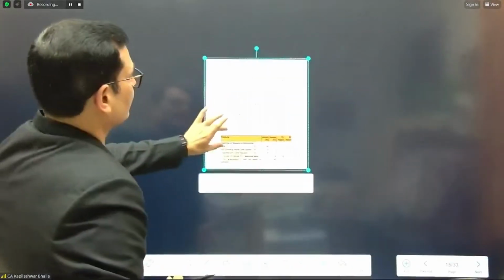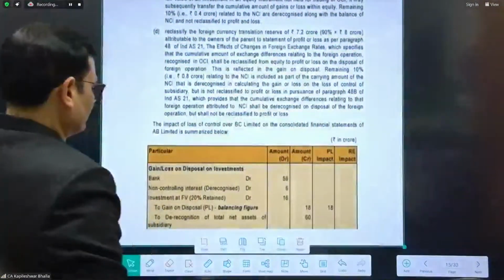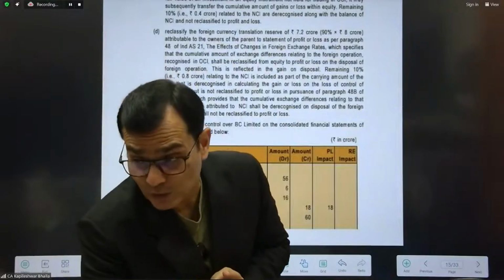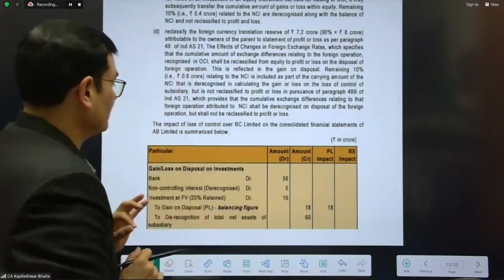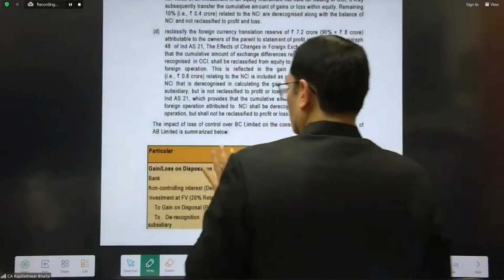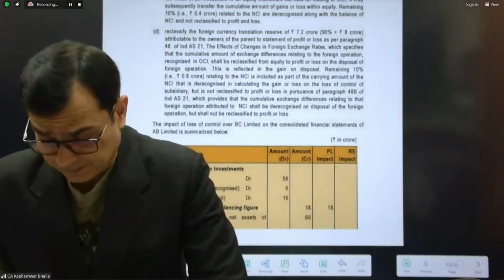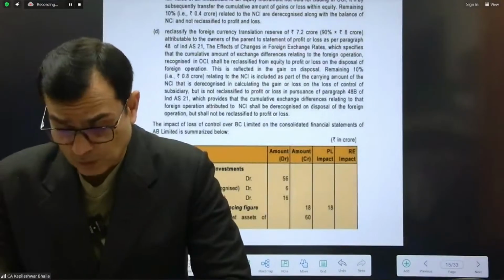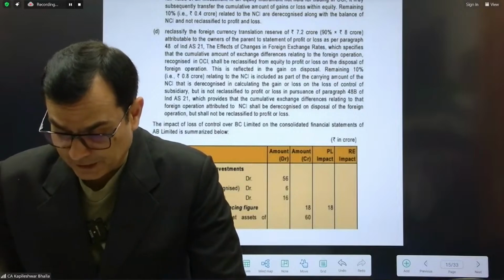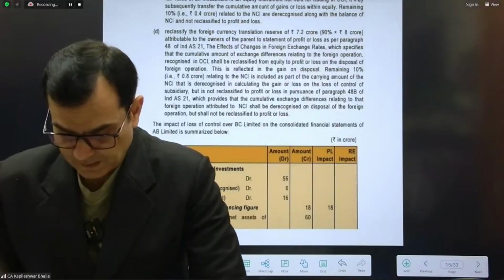Watch this carefully. This is the entry which we are going to look at, in terms of how you are going to put the entry for the sale of investment. Now, you can just keep the question in front of you. This is a question in the study material. So please keep the question in front of you, and I am just going to explain the entries in this case.